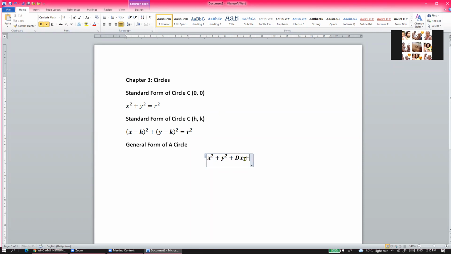dx plus ey plus f is equal to 0. So, we use this formula, no? Also, into some situations or conditions that we can or possibly encounter when dealing with some problem solving about circles.